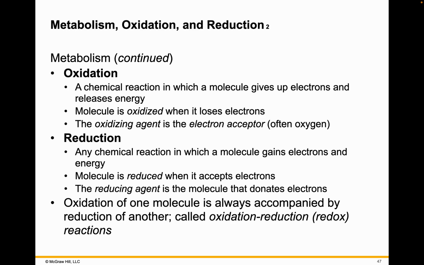Some typical reactions might include oxidation, in which a molecule gives up electrons and releases energy. So the molecule is oxidized when it loses electrons. The oxidizing agent is the electron acceptor, and that is often oxygen. And a reduction reaction is a chemical reaction in which a molecule gains electrons and therefore gains energy. A molecule is reduced when it accepts those electrons, and the reducing agent is the molecule that donated the electrons.